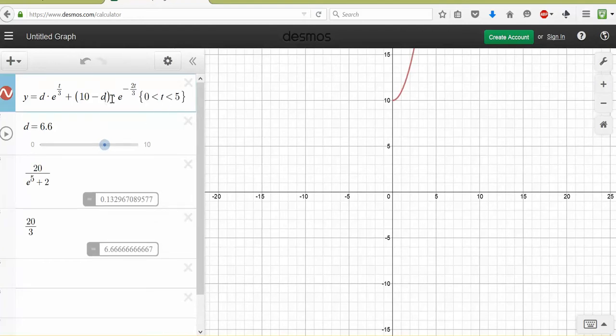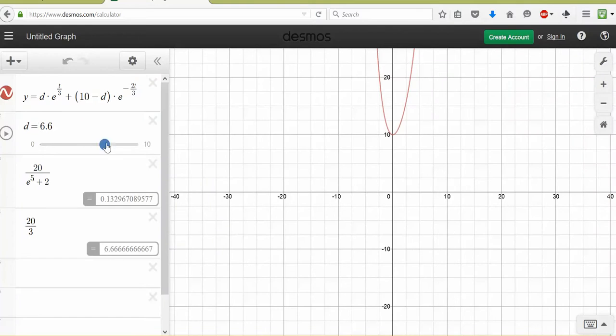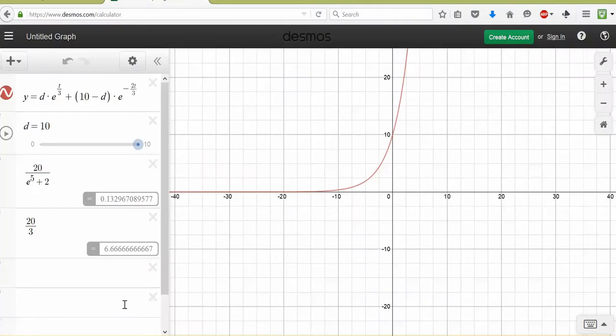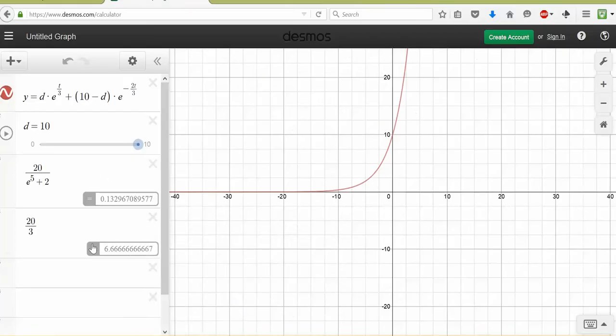So here we have the function. You can see we have the function defined with the restricted domain. I'm going to get rid of the restricted domain for now. And we have d we can change from 0 to 10. And here are the two values we found. We found the 20 on 3 for t equals 0, and we found this value for t equals 5. So I've got those values here. We have the 20 on 3 here for when t equals 5, and this value here for t equals 0. Let's confirm that's right. No, 20 on 3 is for when t equals 0. This is for when t equals 0. This is t equals 5. And we're playing with this.